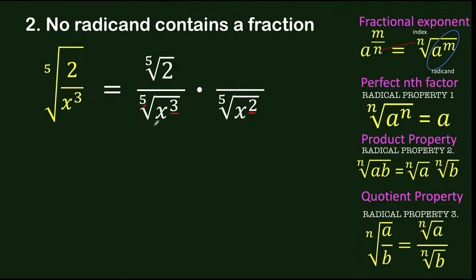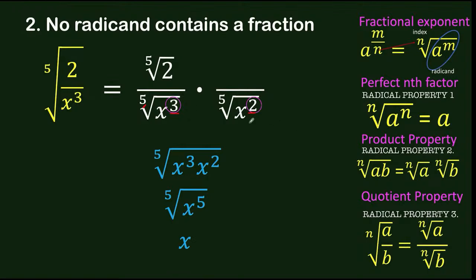But you cannot just multiply the denominator by that number. You have to do the same for the numerator as well. So when you simplify the denominator, it would look like this. You have the fifth root of x cubed times x squared, which is combined as the fifth root of x to the fifth, applying the product property of exponent. And the fifth root of x to the fifth is equal to x according to the perfect nth factor property.